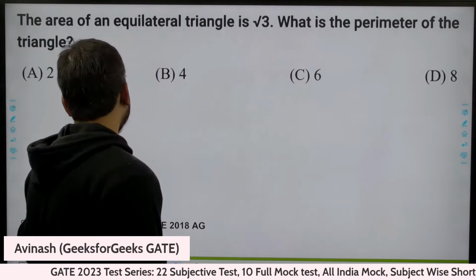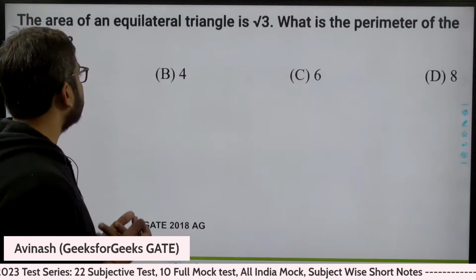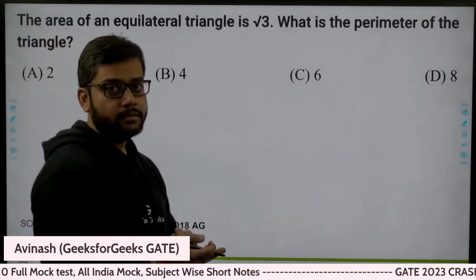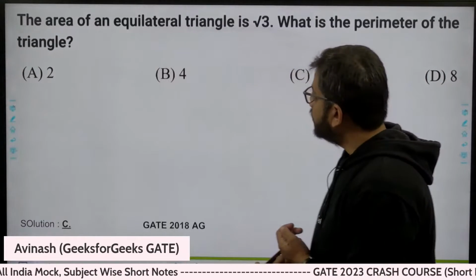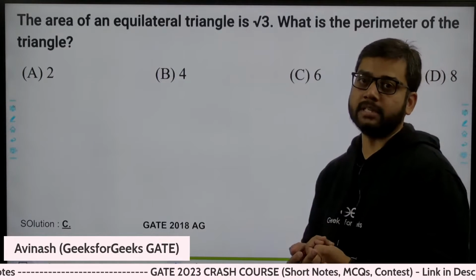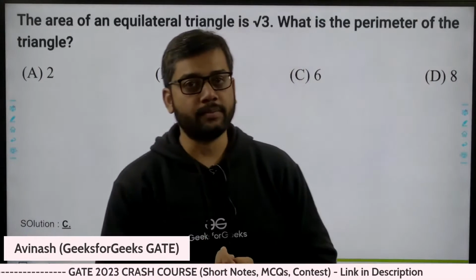Say this question: the area of an equilateral triangle is √3. What is the perimeter of the triangle? For this question you only have to remember one thing: what is the area of an equilateral triangle as well as the perimeter of the triangle.